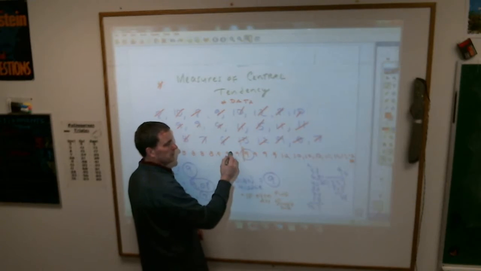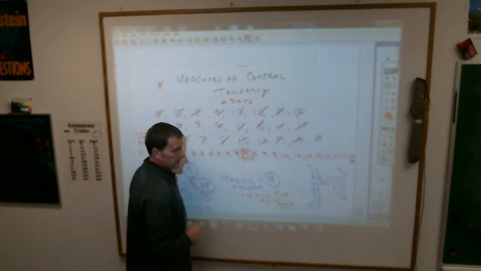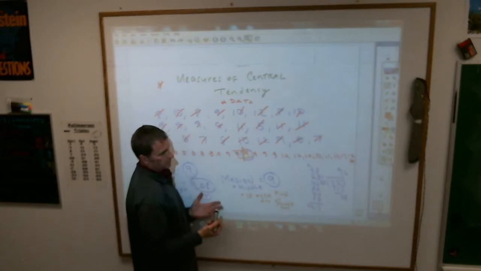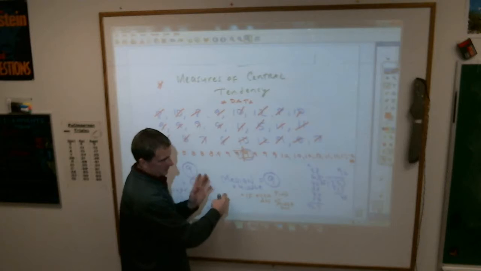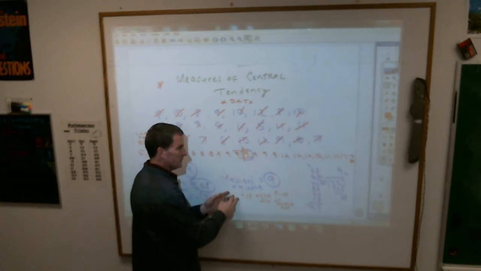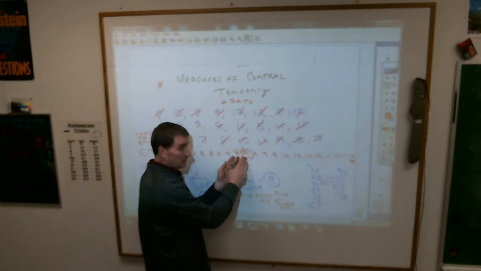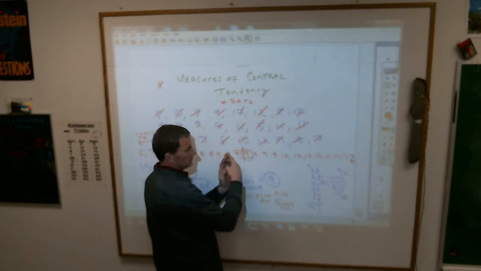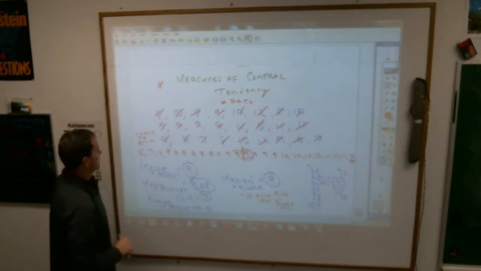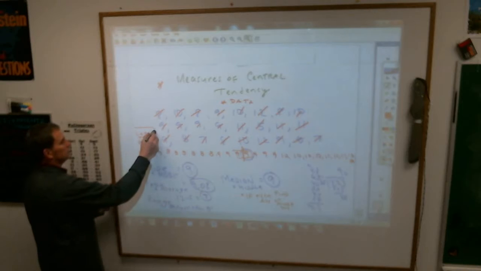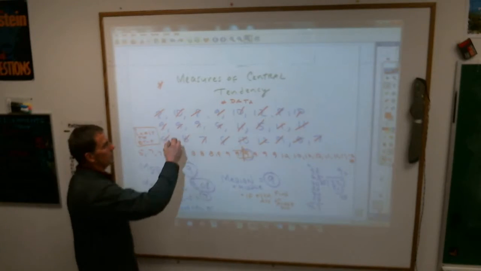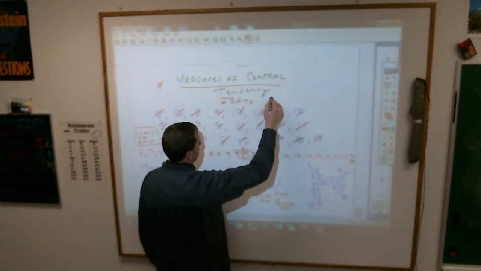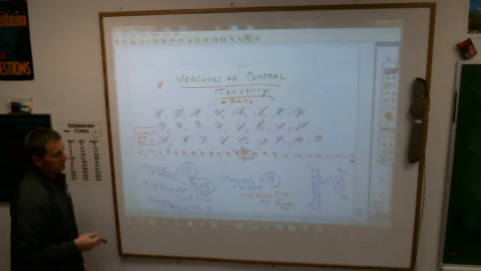Well, this one's pretty easy because the average of 9 and 9 is 9. 9 plus 9 is 18, divided by 2 is 9. So if it's an even number, you kind of hope for an odd number because then you don't have to do as much work. If it's an even one, you have to figure out what two are in the middle, and then you divide by 2. But make sure that when you do this, you order from least to greatest. And those, ladies and gentlemen, are your measures of central tendency.